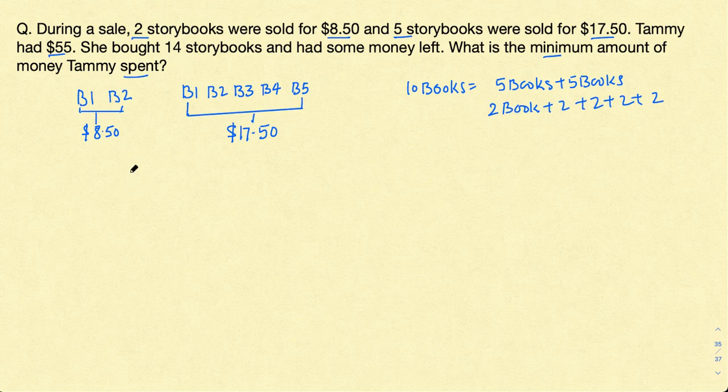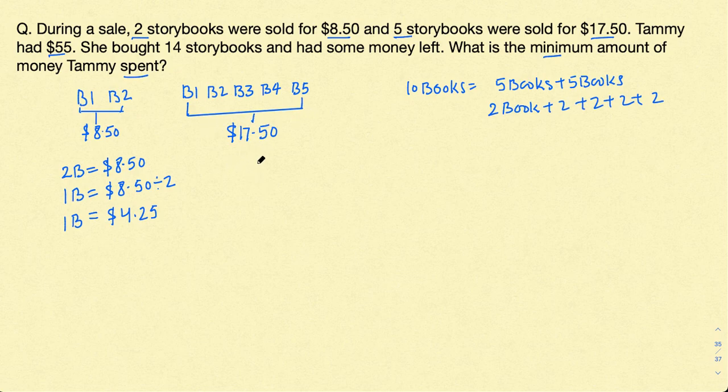So for that we have to find out, when I buy two books, how much I'm paying for one book, or if I buy in bundles of five, how much I'm paying for one book. So let's do that. When we buy in bundles of two, the cost of two books is $8.50. What will be the cost of one book? The cost of one book will be 850 divided by 2, and that will give me $4.25.